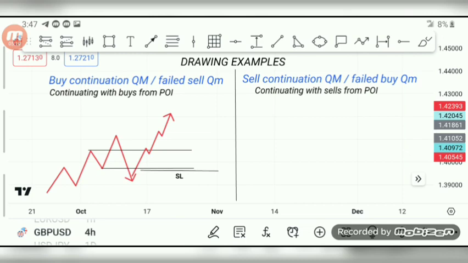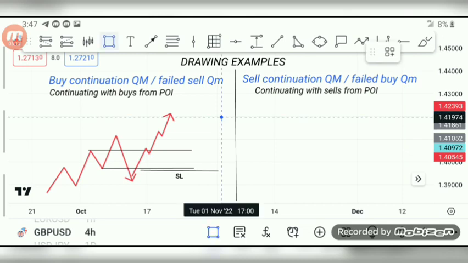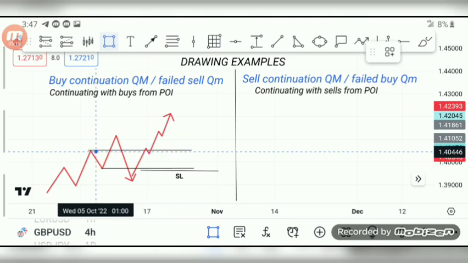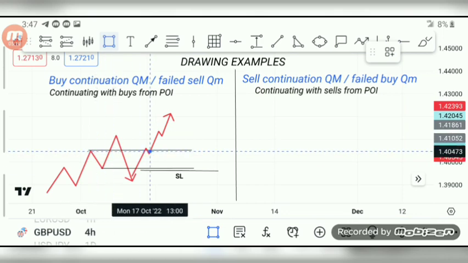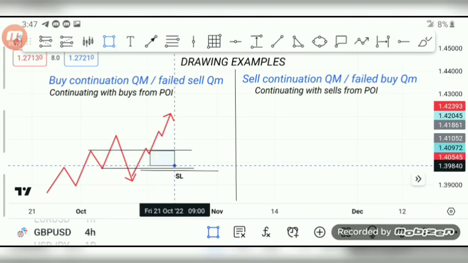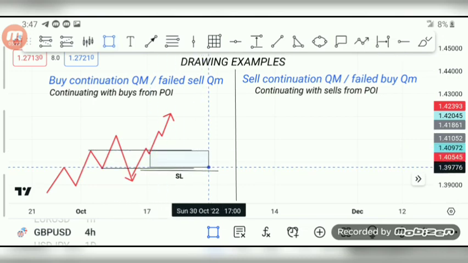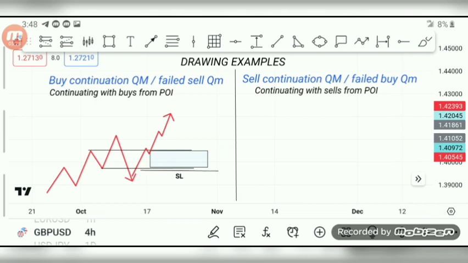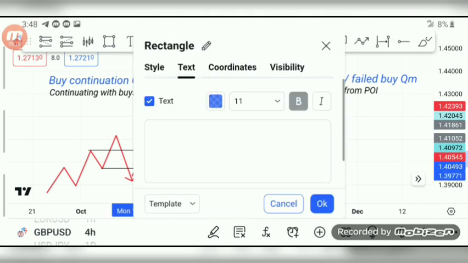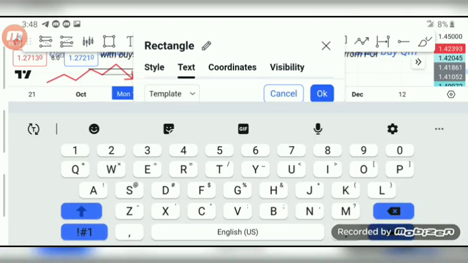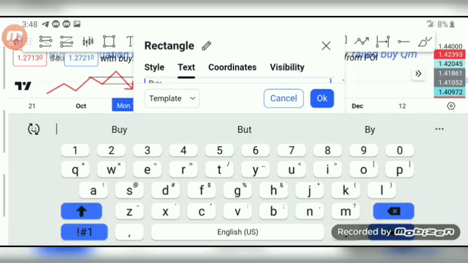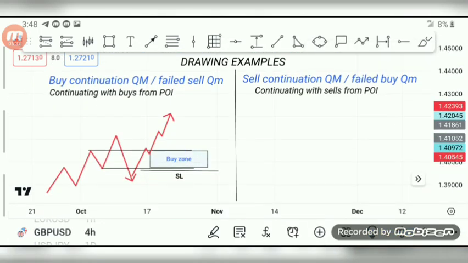We are now looking for buys, and we are going to be buying in between this entire zone. That entire zone in between there is a buy. Inside, that's our buy zone. That is our buy zone. This is now a failed sell QM.